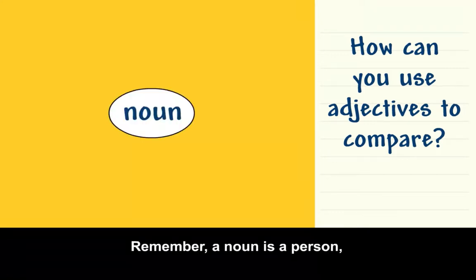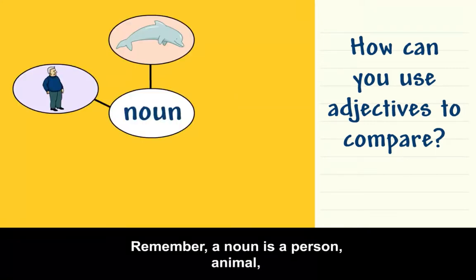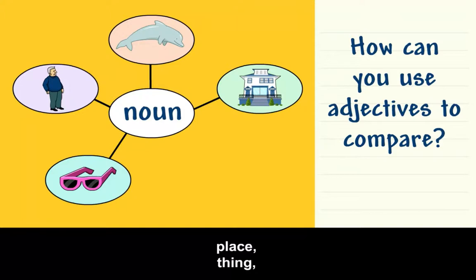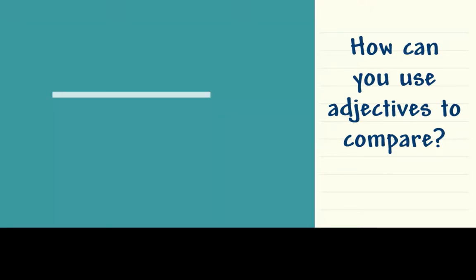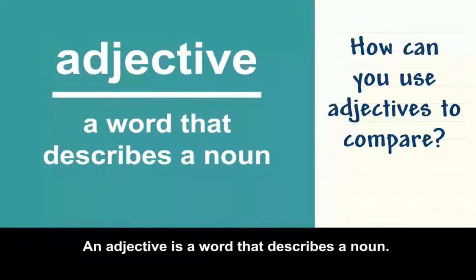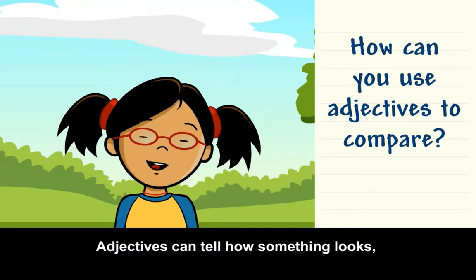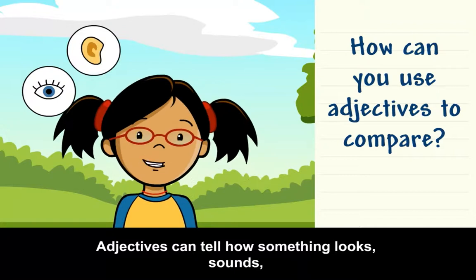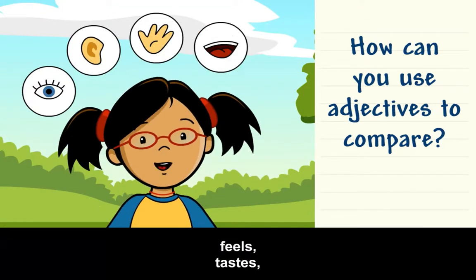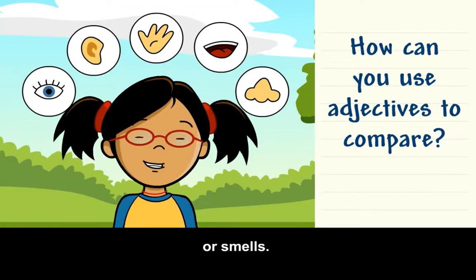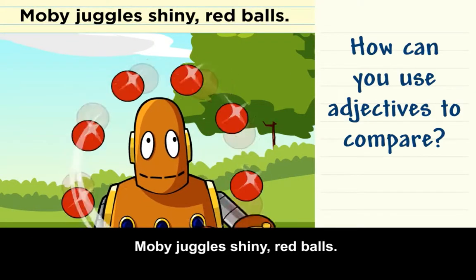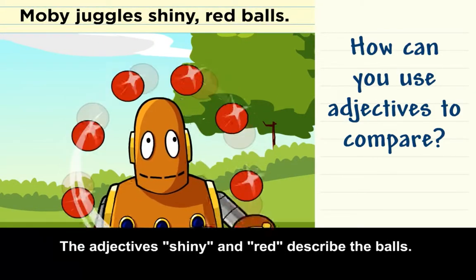Remember, a noun is a person, animal, place, thing, or idea. An adjective is a word that describes a noun. Adjectives can tell how something looks, sounds, feels, tastes, or smells. Moby juggles shiny red balls. The adjectives shiny and red describe the balls.